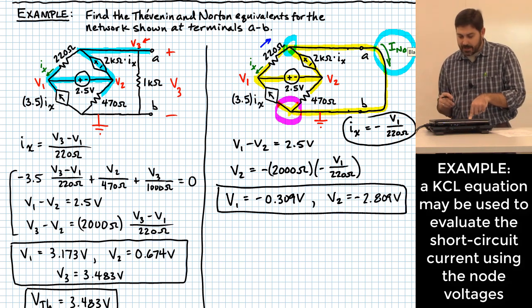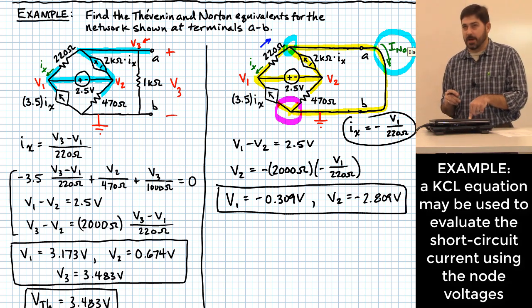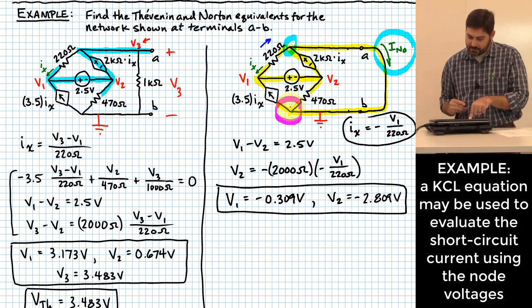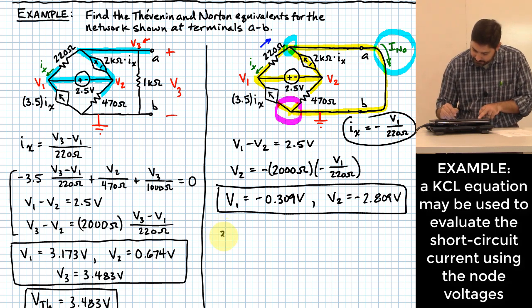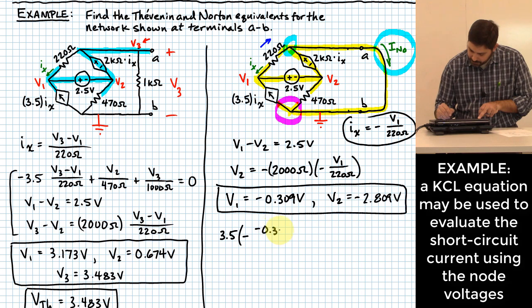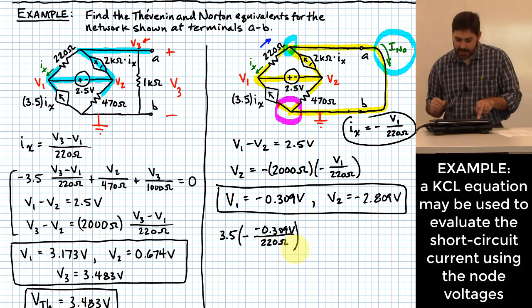Do you want to count entering or exiting as positive? Doesn't matter to me. Exiting, okay. Let's count exiting that node as positive. What I'm going to have is 3.5 times Ix. What's Ix? Okay, so this will be negative. Now, it's going to be negative 0.309 volts over 220 ohms. You see where my negatives came from there?